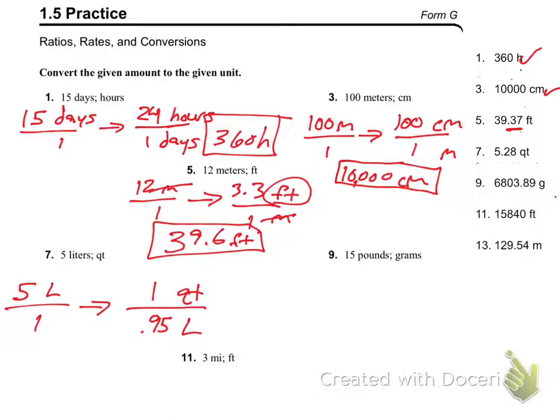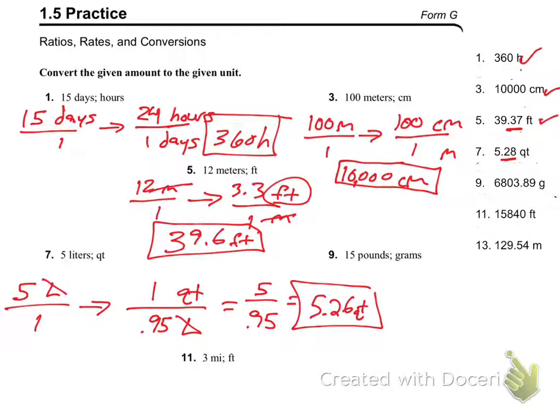So then this is going to cancel, this is going to cancel. 5 times 1 is 5, and 1 times 0.95 is 0.95. So I'm going to do 5 divided by 0.95, which is 5.26. Mr. Clutter says 5.28. I believe that is close enough. So I would have 5.26 quarts.